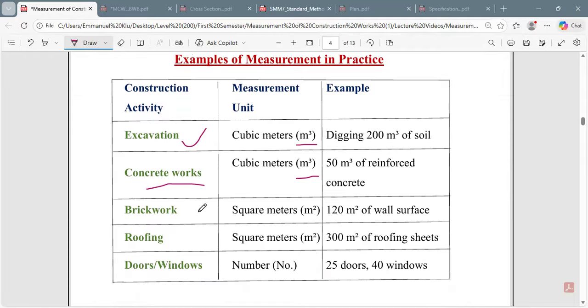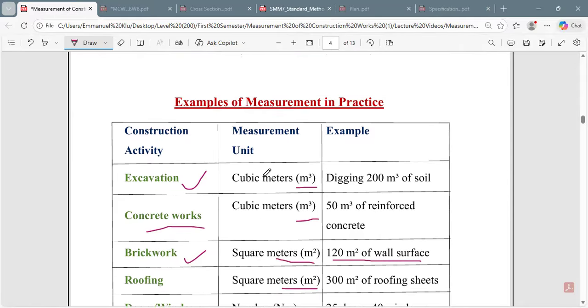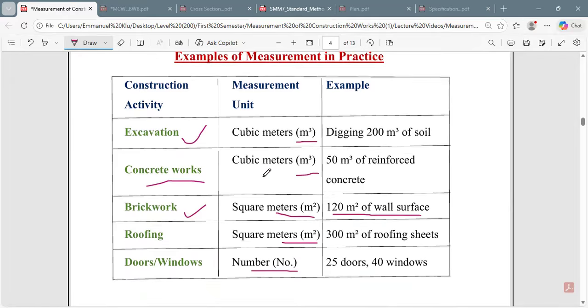Take note that brickwork is also measured in square meter. An example is 120 meter square of wall surface. Yes. Roof works are also done in meter squared, and doors and windows are measured in numbers. So which ones are the meter cubes over here? The concrete. Take note today. Concrete is measured in meter cube, and excavation is also measured in meter cube.